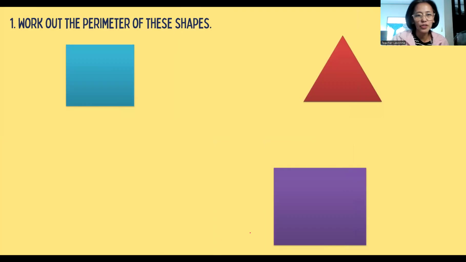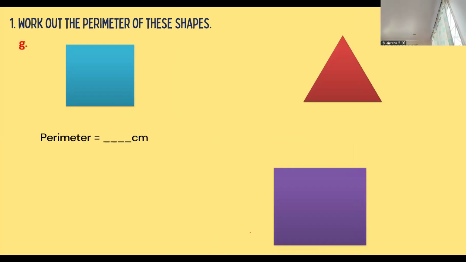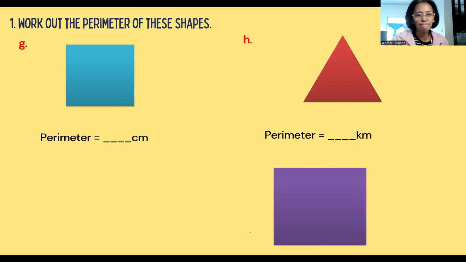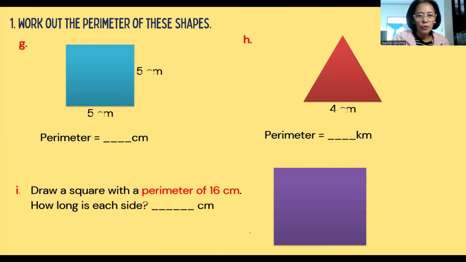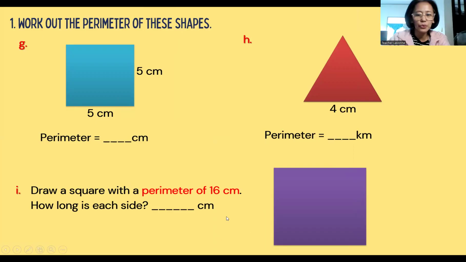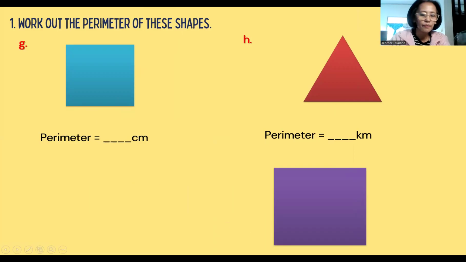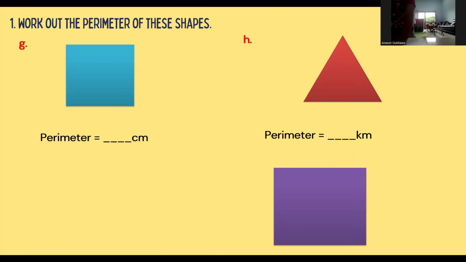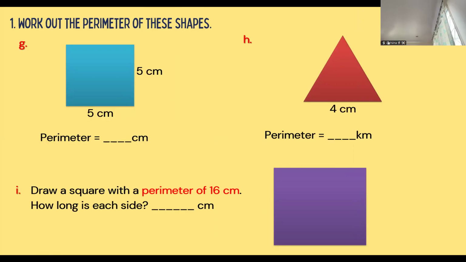Oops, I have the shape. What happened? Okay. Do letter G first. Do letter G. Oops, G. Wait. Okay, do letter G.